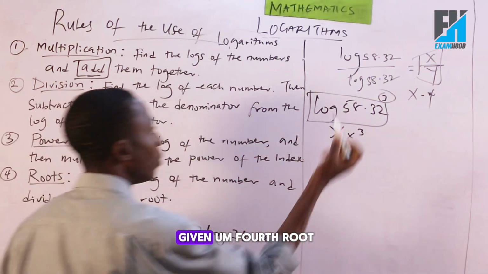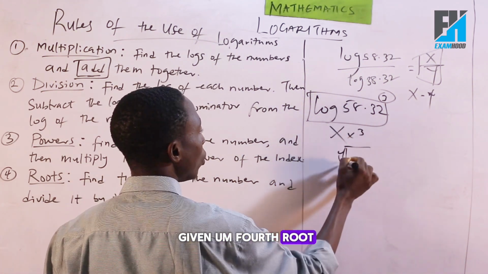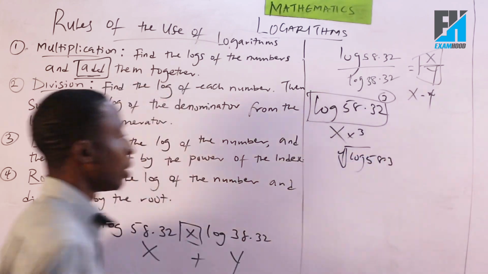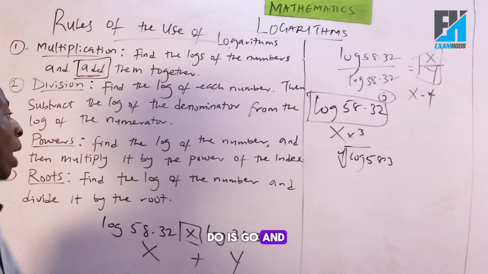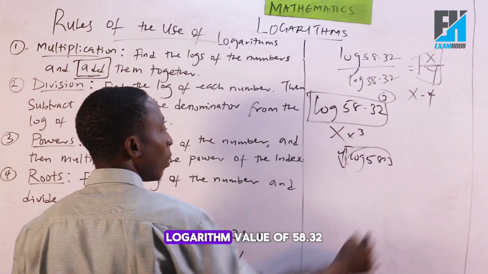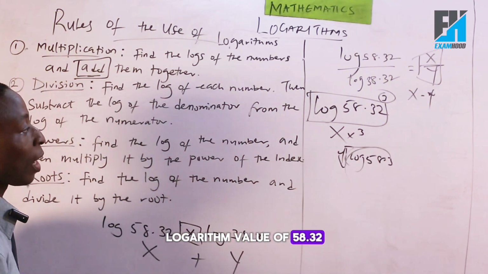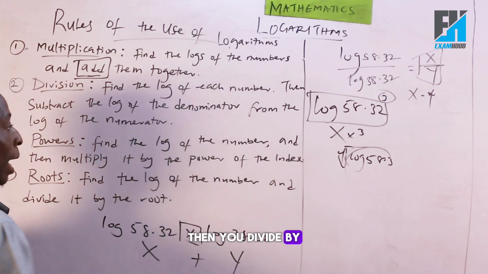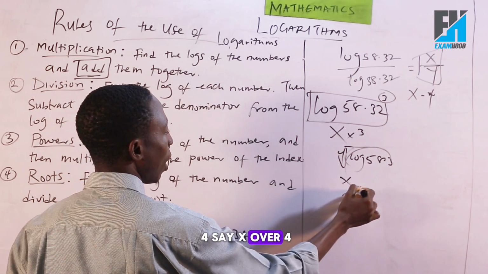Now for the last one, we have roots. You are given fourth root of log 58.32. What you need to do is go and get the logarithm value of 58.32. Then you divide by 4. Say x over 4.